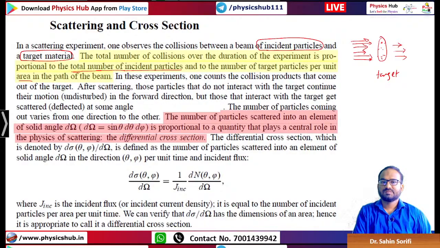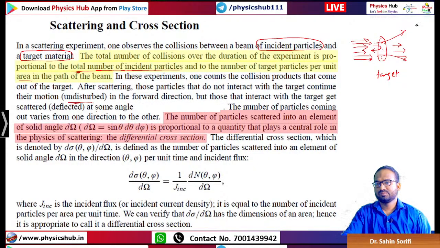After scattering, those particles that do not interact with the target continue their motion undisturbed. Some of them will be undisturbed in the forward direction, but those which interact with the target atom can experience some deviation. Some of them can also come back in the opposite direction, but those that interact with the target get scattered or deflected at some angle. The number of particles coming out varies from one direction to another.